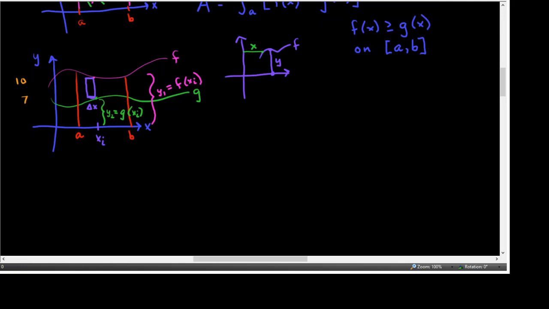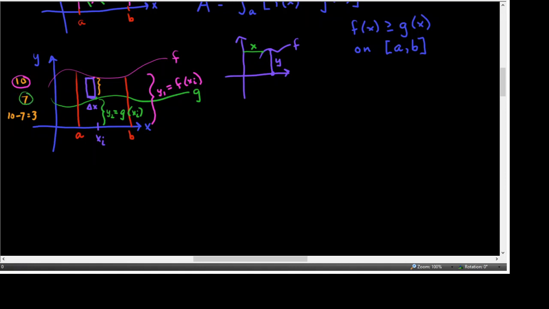How far is it from 7 to 10? Well, it's 10 minus 7, right? 10 minus 7 would be the distance, so it would be 3 long, right? Well, let's use that idea. Instead of 10, it's f of x sub i, okay? So this is the f of x sub i number. And instead of 7, we have g of x sub i. So g of x sub i is like the 7.